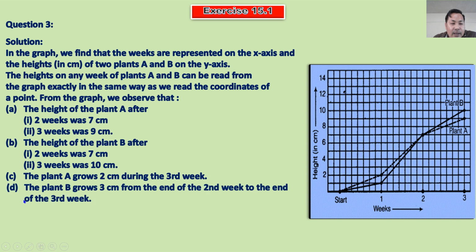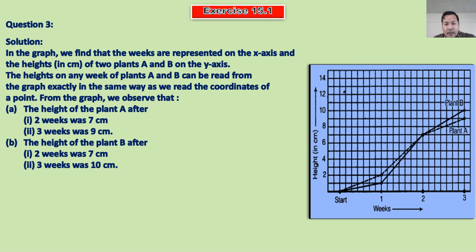Okay, the next one: the plant B grows 3 centimeters from the end of the second week to the end of the third week. Once again, plant A grows 2 centimeters during the third week, meaning second week 7 and the third week was 9, isn't it? Yes. If you subtract 7 from 9, you get 2 centimeters of height during this third week.